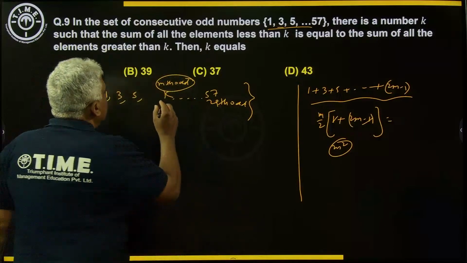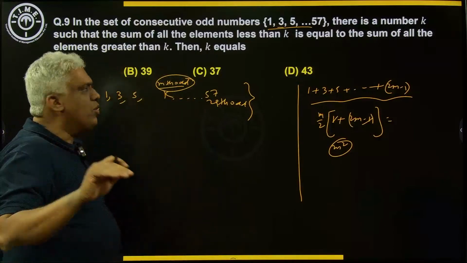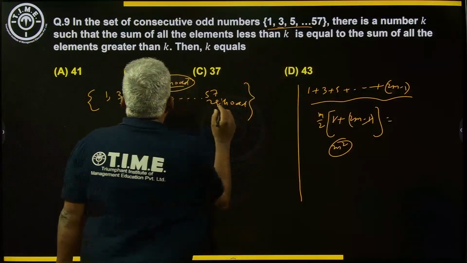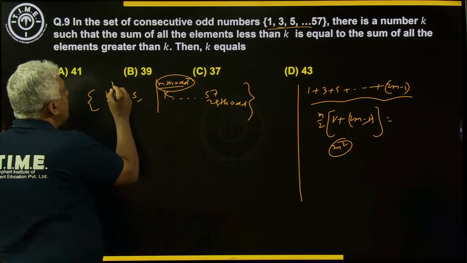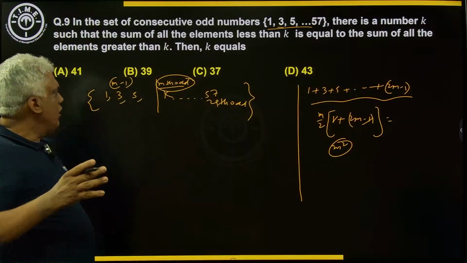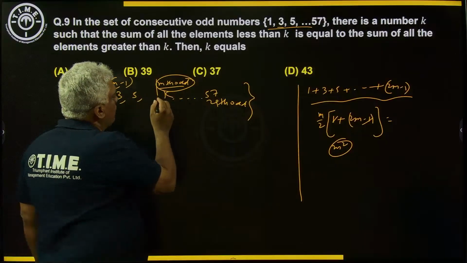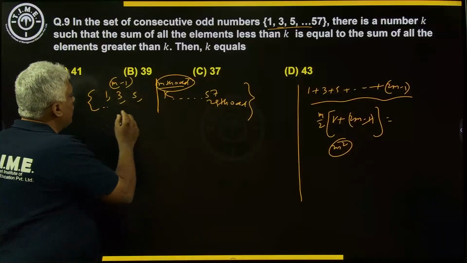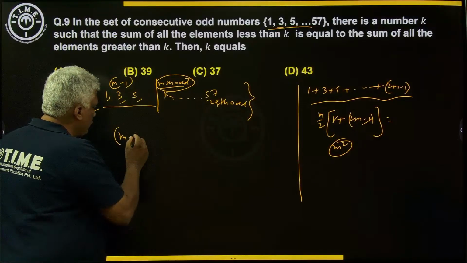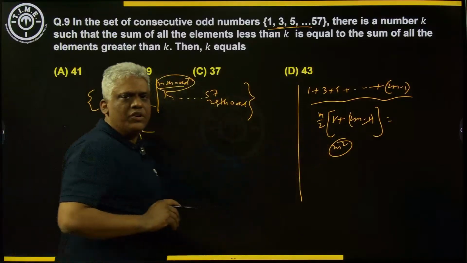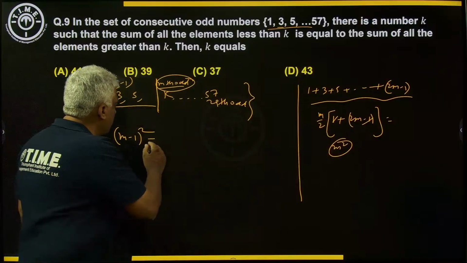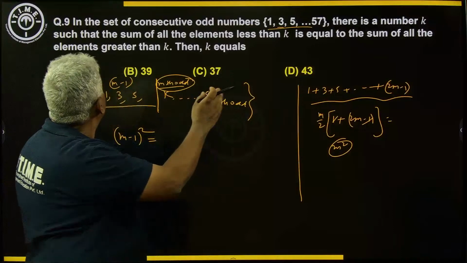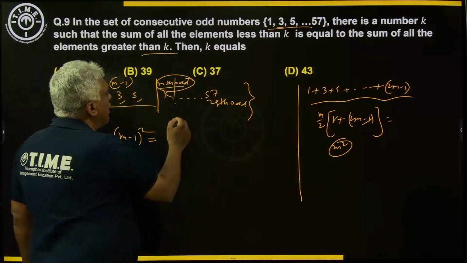So if k is the mth odd number, they are saying that the sum of the elements less than k equals the sum of the numbers which are greater than k. Now, how many odd numbers are there less than k? Since k is the mth odd number, before k there will be m minus 1 odd numbers, and their sum will obviously be m minus 1 whole square. By this logic, this equals the sum of the numbers greater than k, that is, after k.